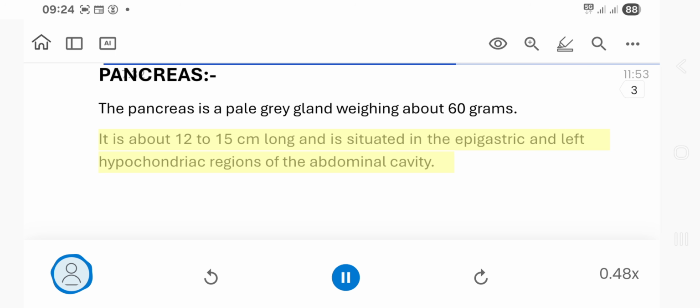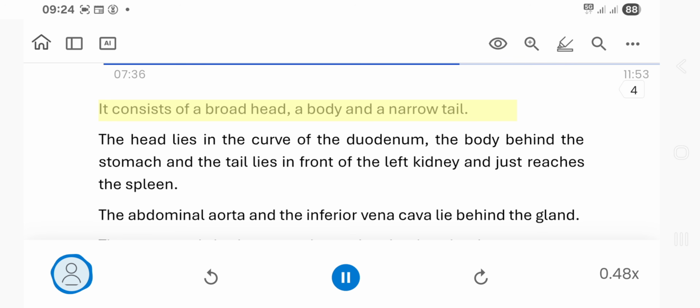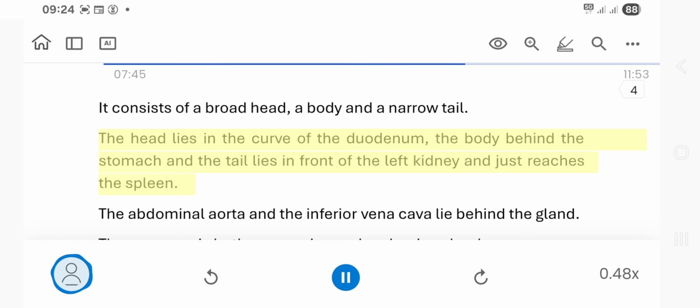It consists of a broad head, a body and a narrow tail. The head lies in the curve of the duodenum, the body behind the stomach, and the tail lies in front of the left kidney and just reaches the spleen.